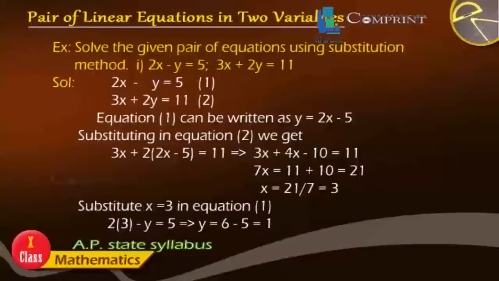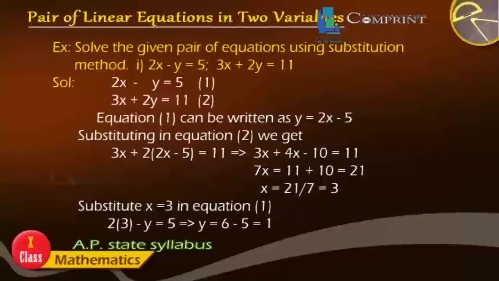Example: solve the given pair of equations using the substitution method. 2x - y = 5 and 3x + 2y = 11. Solution: 2x - y = 5 is equation 1, and 3x + 2y = 11 is equation 2. Equation 1 can be written as y = 2x - 5.